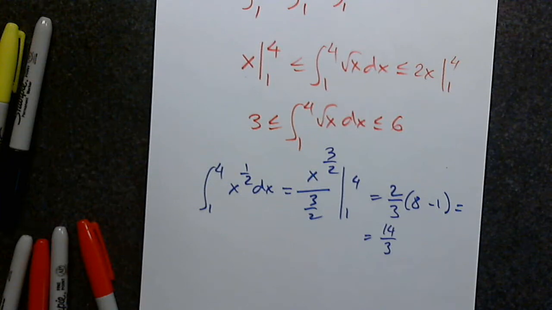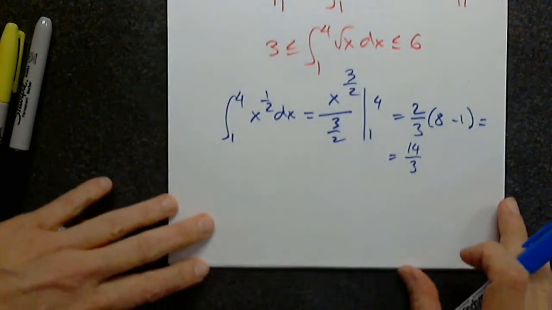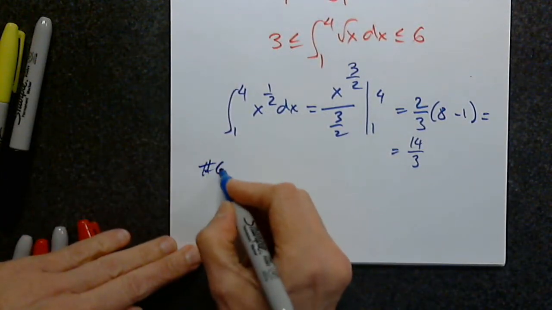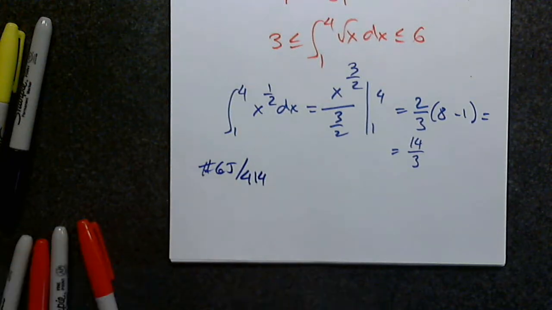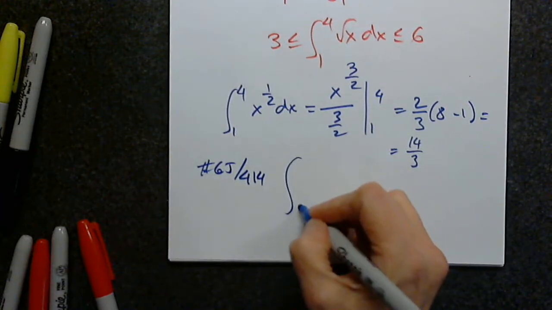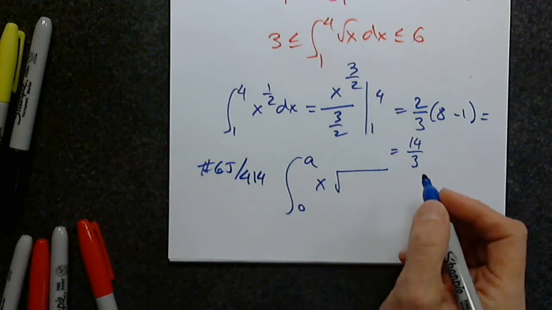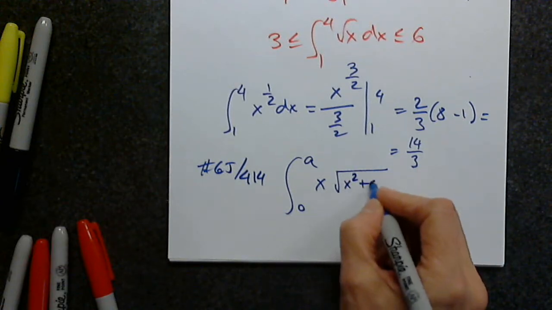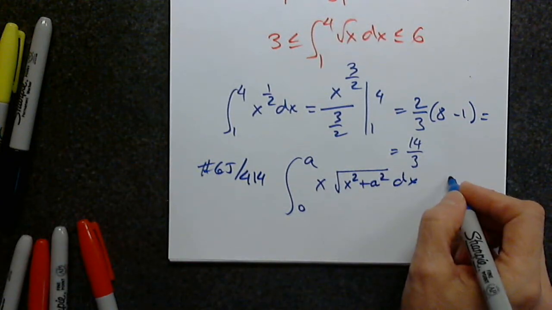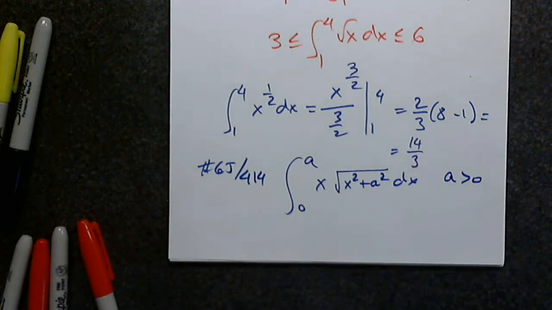Yes. Could you go over problem 65 on page 414? 65, 414. 413, 414, 65. So the integral from 0 to a of x times the square root of x squared plus a squared dx, and we are told a is greater than 0. Very good.